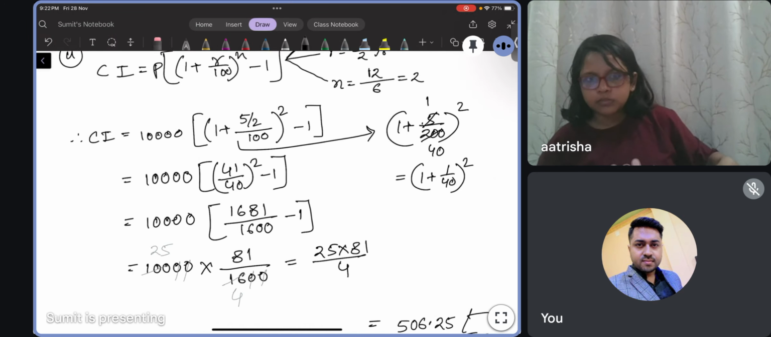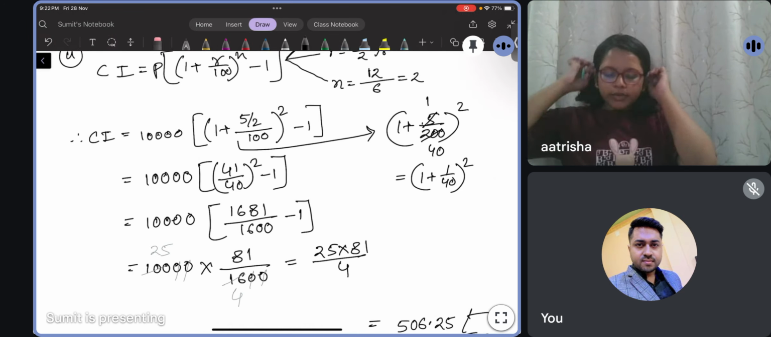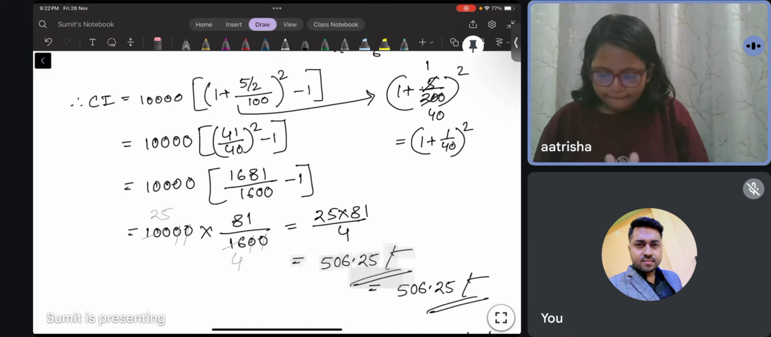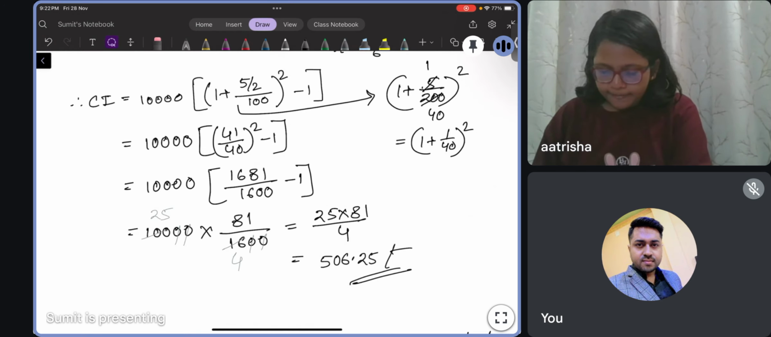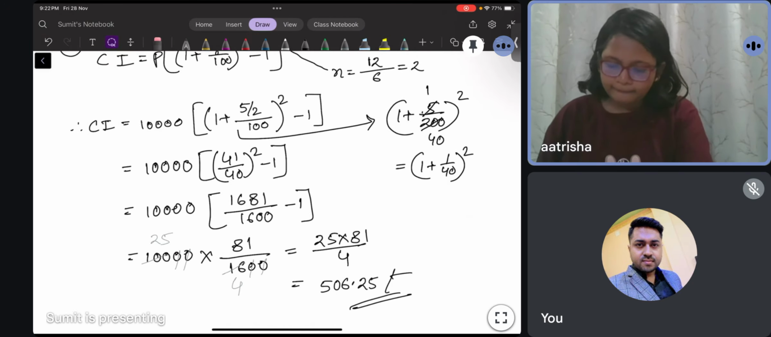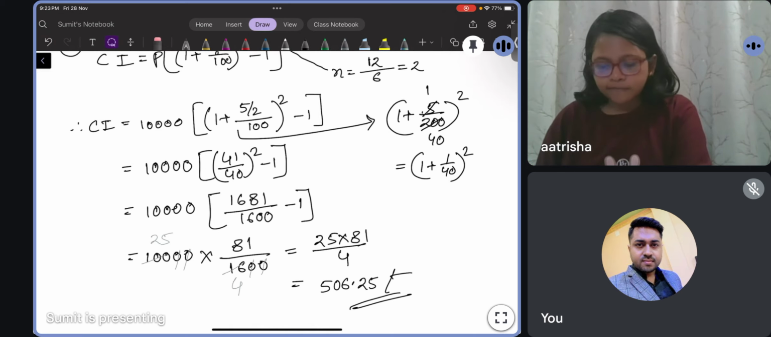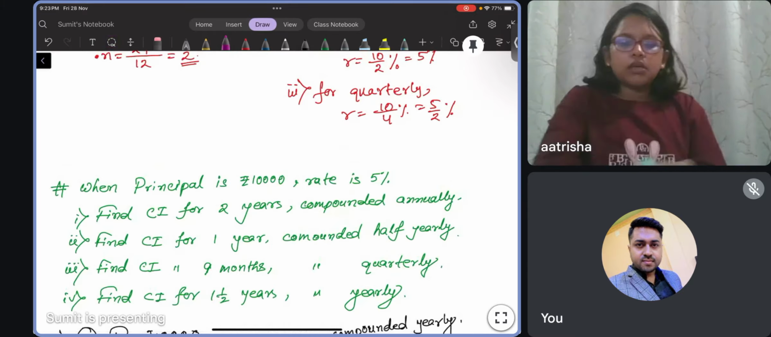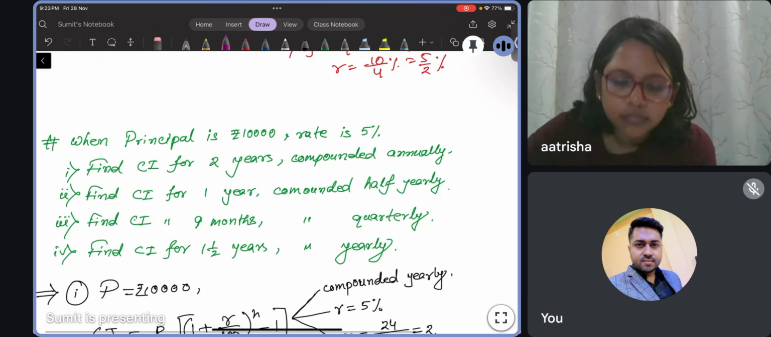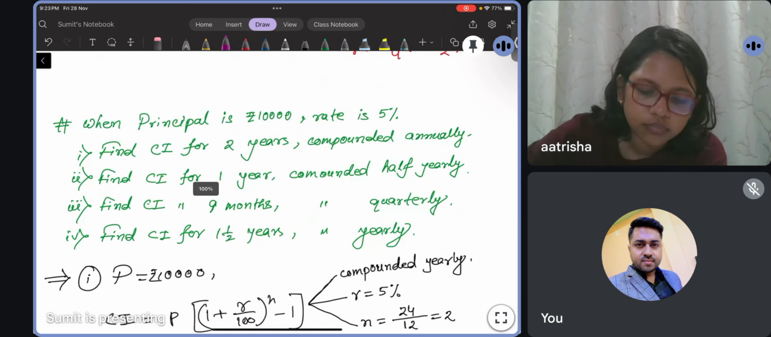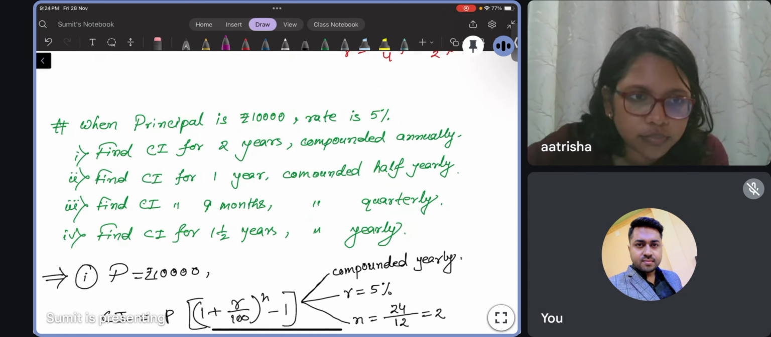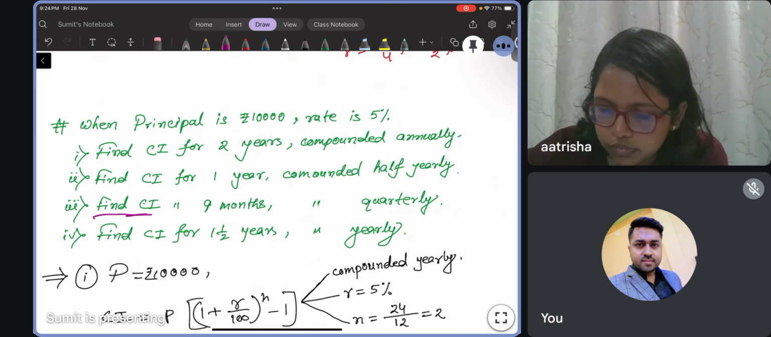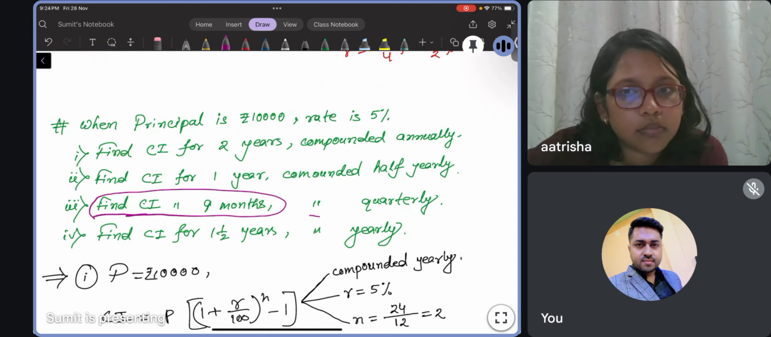Now do the calculation, 25 into 81 divided by 4. We cancelled 0 with 16, but did not divide by 16 again. Then this answer will come: 506.25. Multiply 25 into 81, and whatever comes, divide it by 4, you will get this answer. Okay, yes, we have seen the two things, right? If the question is given in the form of compounding yearly and if it is given compounding half yearly, then how to do that? Third number is find CI for 9 months compounded quarterly.